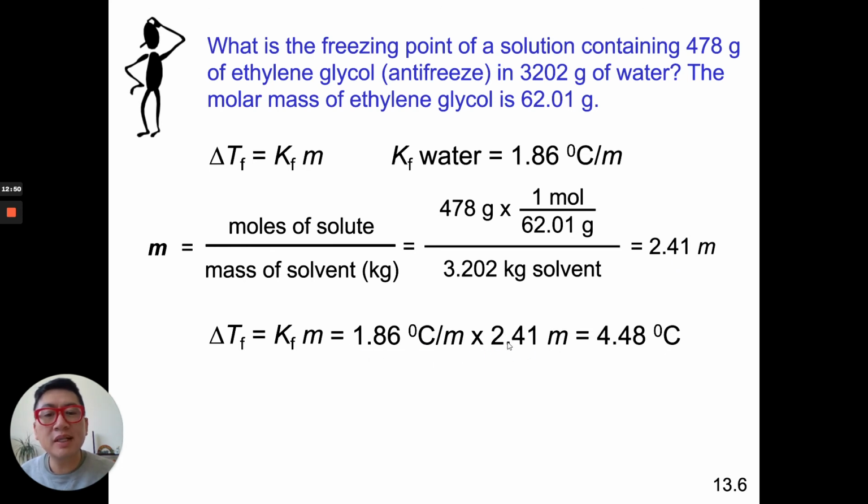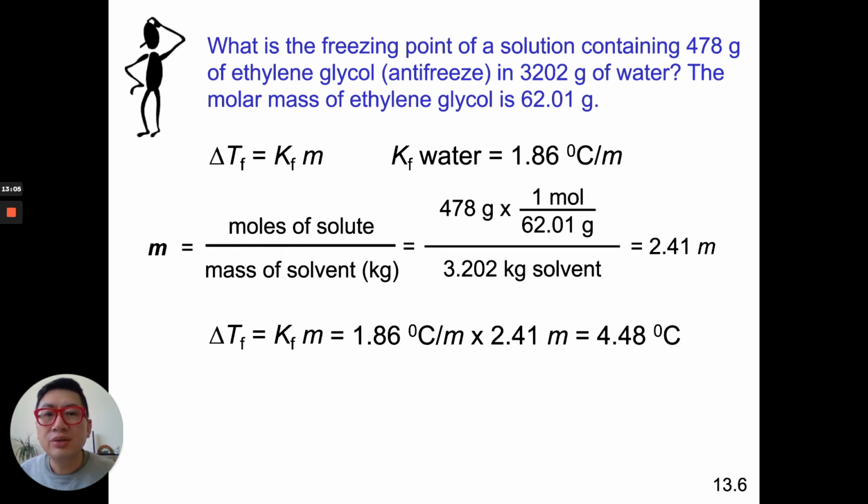So 1.86 times 2.41 is 4.48 degrees Celsius. That's not the answer. That's the change in freezing temperature. Remember, freezing temperature always goes down.